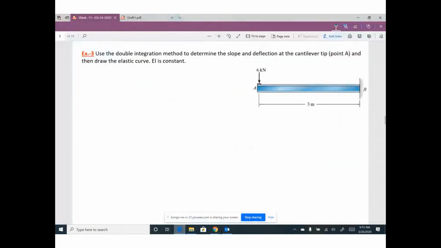Last one. We have a beam fixed at one end, B, fixed at this end only, and free at A. And we need to figure out what are the slope theta and the deflection Y at the cantilever tip. What is the meaning of cantilever tip? I think point A. The problem means point A. It is a cantilever tip. Point A. It's given. Okay. And then draw the elastic curve.